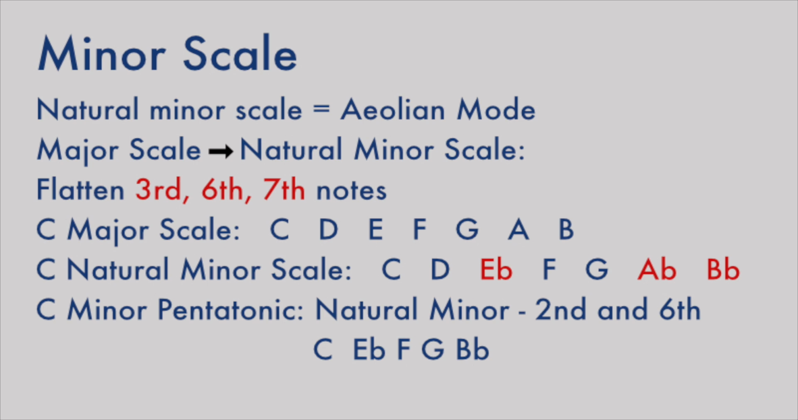Now let's look at the natural minor scale, also called Aeolian mode. To turn a major scale into a minor scale, you flatten the 3rd, 6th, and 7th notes. So a C minor scale consists of the notes C, D, E flat, F, G, A flat, and B flat. If you take out the 2nd and 6th notes from this, you end up with the C minor pentatonic scale again. See how everything is connected?